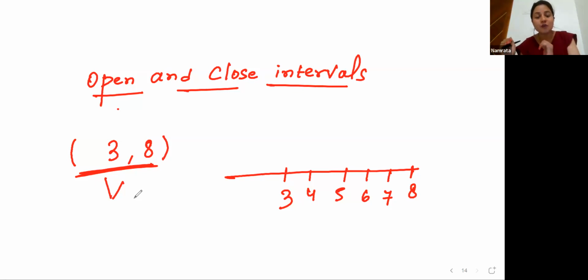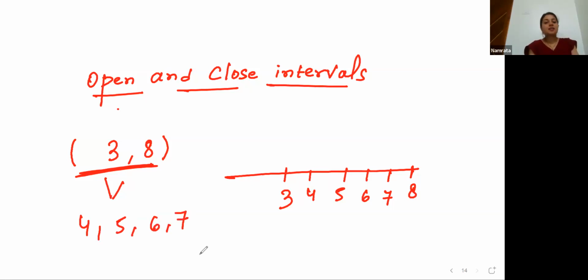And what is the meaning of an open interval? It will contain all the elements in between the endpoints. So if 3 is an endpoint and 8 is an endpoint, you have to list all the elements in between: 4 is there, 5 is there, 6 is there, 7 is there.